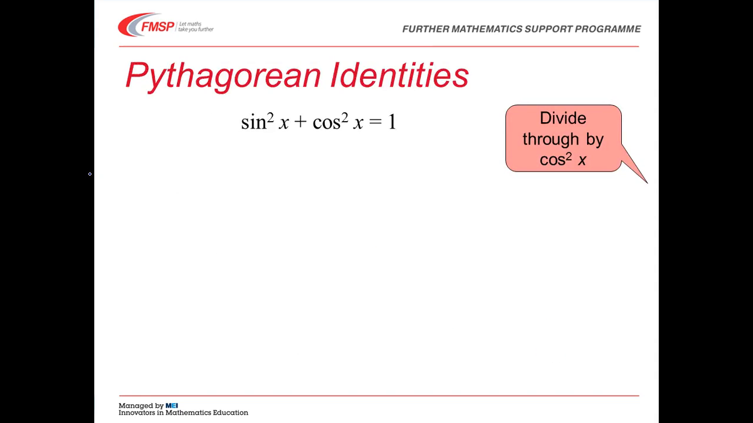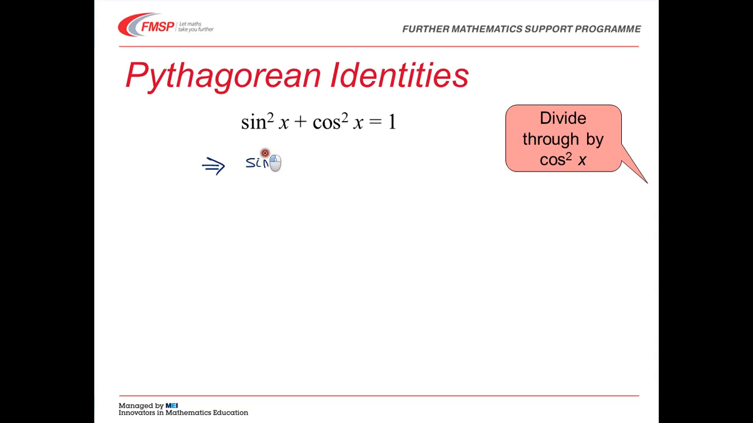Okay, the second part of this topic is Pythagorean identities. You already know one of these from the AS course, sine squared x plus cos squared x equals 1. We can get two new identities simply by rearranging this one. We're just going to divide through by cos squared.